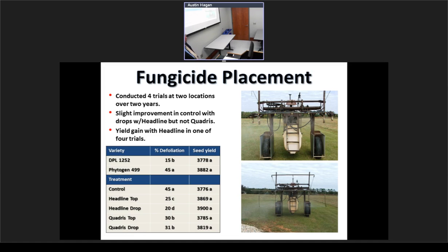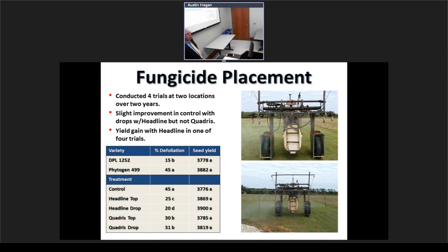Early on, when we saw target spot develop and saw the pattern of disease development in cotton, one of the options was to maybe use drop nozzles as a means of putting the fungicide down into the canopy rather than just spraying over the top as broadcast spray. Now, this would create problems for the growers, but it may have been an option for improving the efficacy of the fungicides we're using. And we did 4 trials over 2 years at 2 locations, and really only saw a slight improvement in the performance of Quadris and not Headline with the drops.